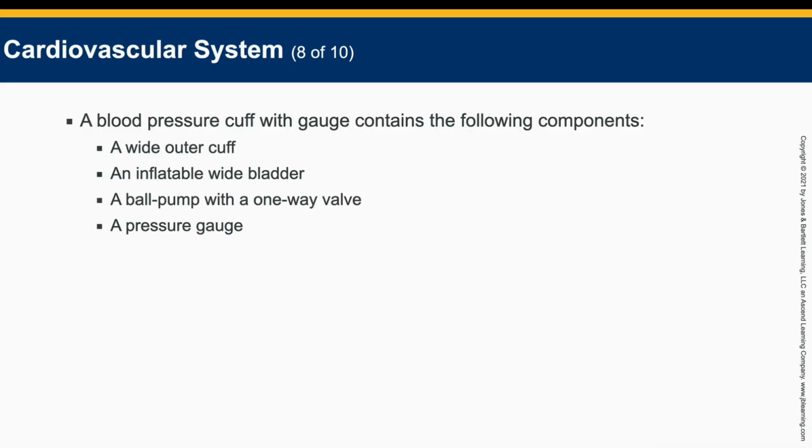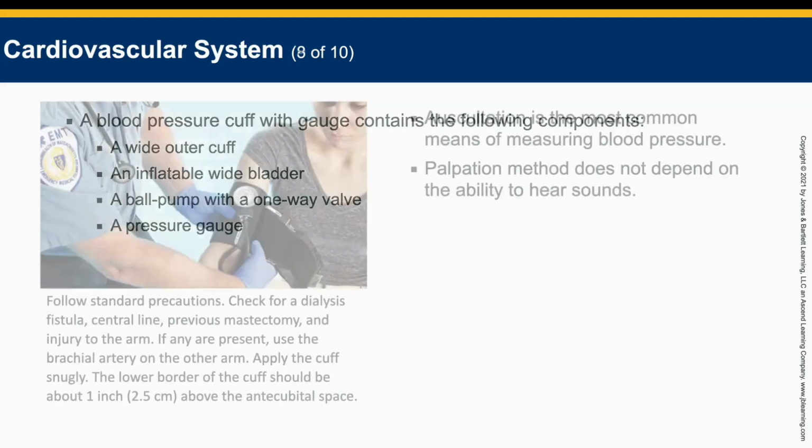When air is pumped into this bladder, it tightens around the arm and temporarily compresses the artery so blood flow can be measured. The cuff is inflated using a ball pump, which has a one-way valve that allows air to enter the cuff while preventing it from escaping until the valve is released. Finally, the device includes a pressure gauge, which allows us to read the pressure inside the cuff and determine the patient's blood pressure. Understanding the parts of the blood pressure cuff helps us correctly operate it and obtain accurate blood pressure readings during our assessment.